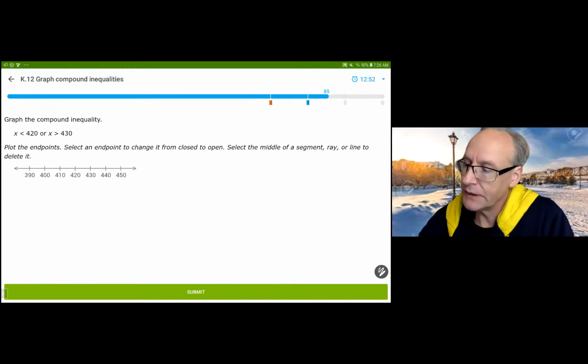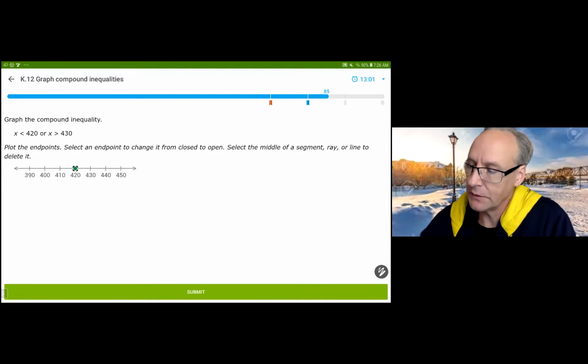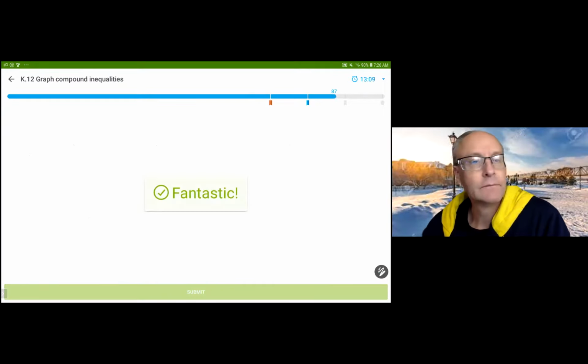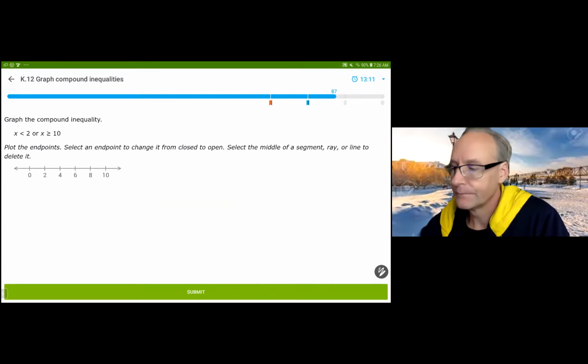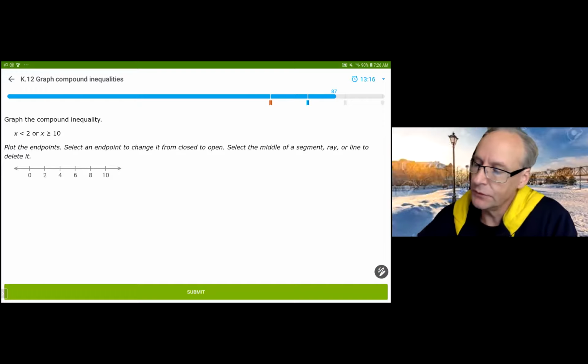Less than 420. Oh, I like this one. Oh, it's an "or." Okay, so it's not that big a deal. It's 420 or less, or 430 or bigger. There it is. Less than 2. So we're talking about less than 2, or greater than or equal to 10.